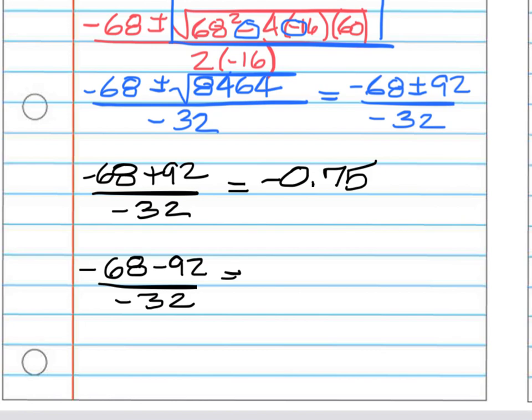No, it wouldn't make any sense. So we know that that's not the answer we need. Likely it's going to be the other one. So negative 68 minus 92, and then divide by a negative 32. That comes out to be 5. That's the one we're going to need. That means that the ball took 5 seconds to hit the ground.